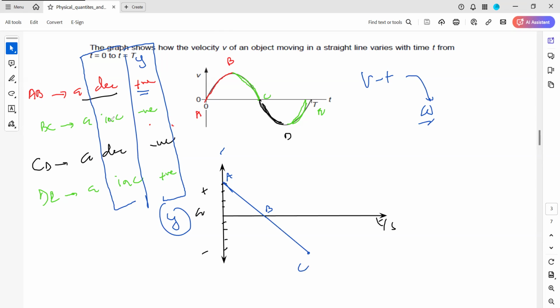Then from C to D, the value of the y-axis is decreasing but negative. So the y-axis value should decrease and be negative. And from D to E, the value of the y-axis is positive and increasing. So this will be the acceleration time graph for the motion of this object. Is it clear?